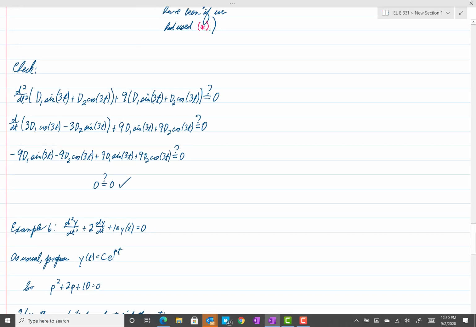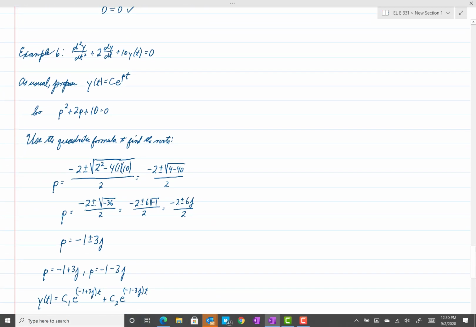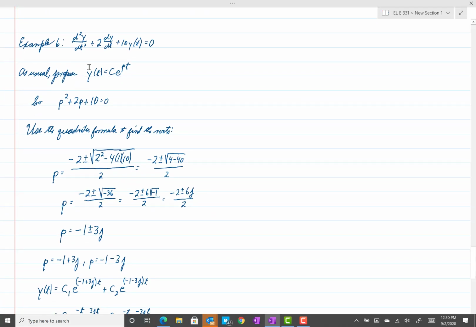And now we have one last example to do. And that will be d squared y dt squared plus 6 dy dt plus 10y equals 0. As usual, we propose y of t equals c e to the pt. And so this differential equation corresponds to this algebraic equation. Now this time, at least to me, it's not so clear how to factor this. And so when you don't know how to factor a quadratic equation, you can always use the quadratic formula. So that's what I have done here.